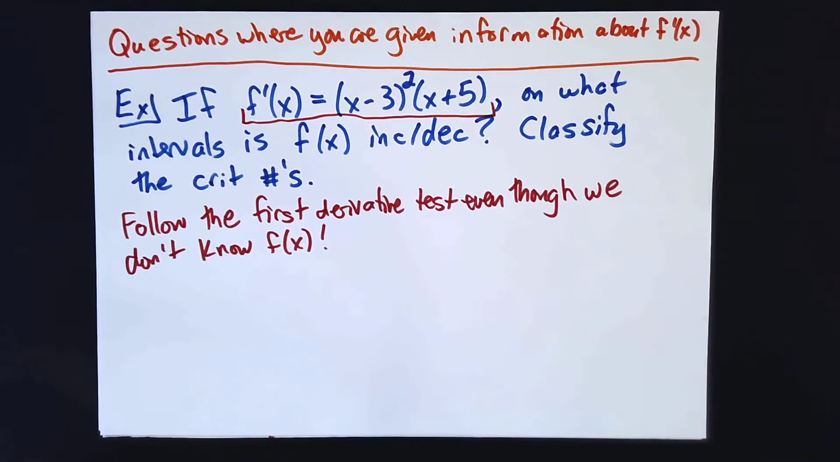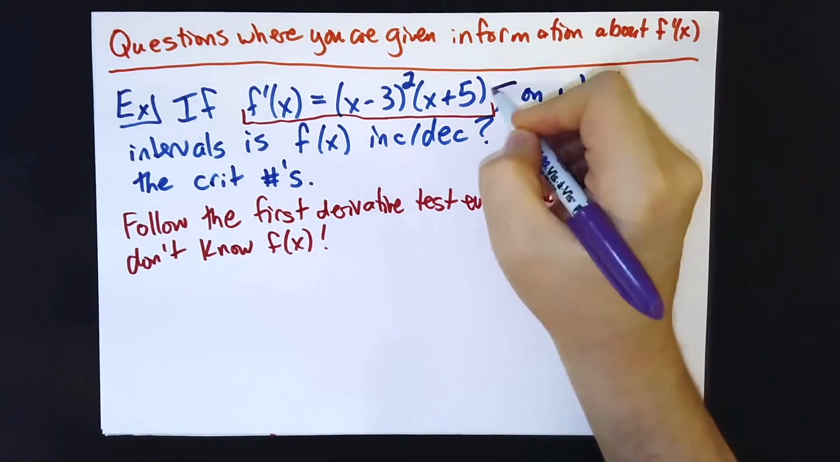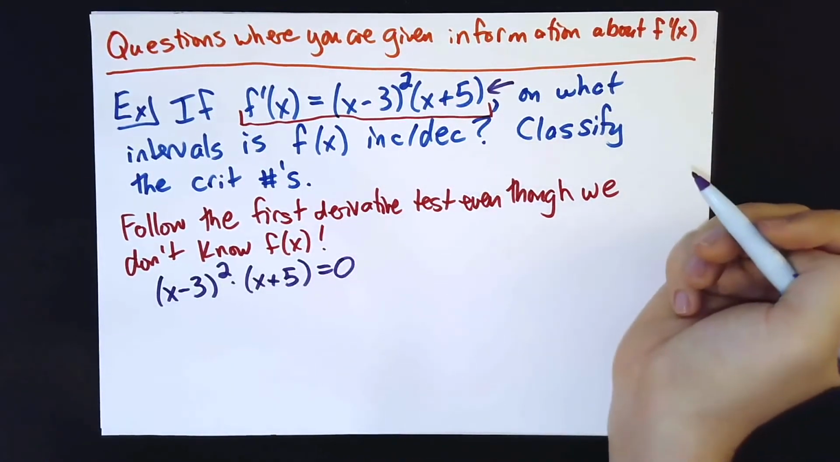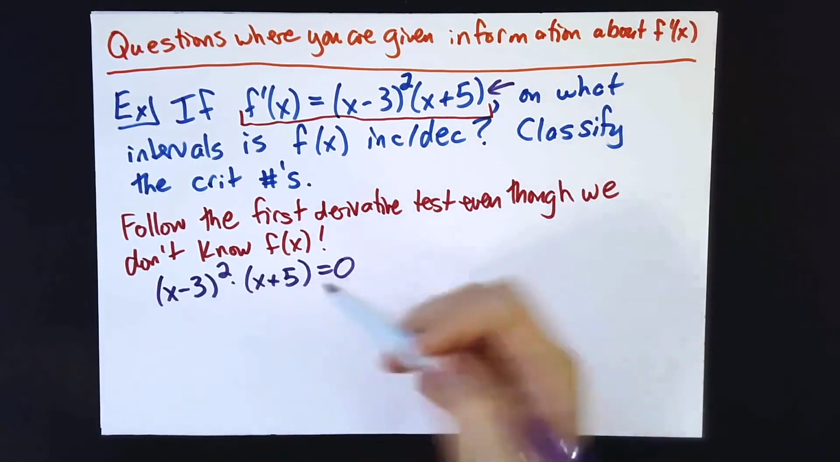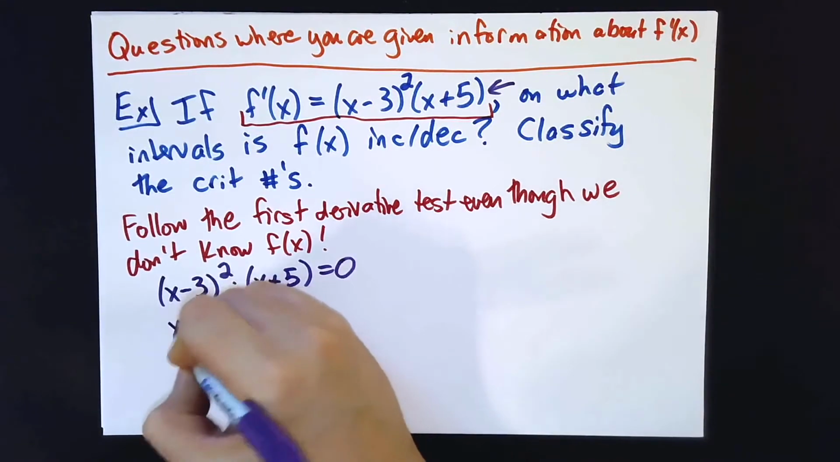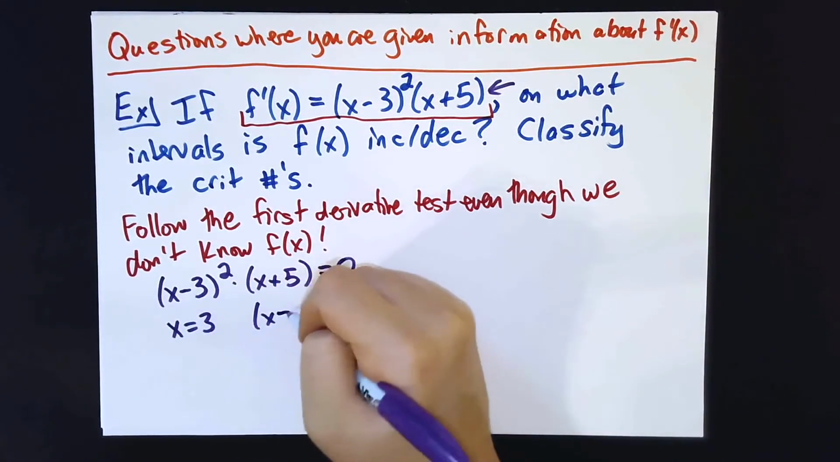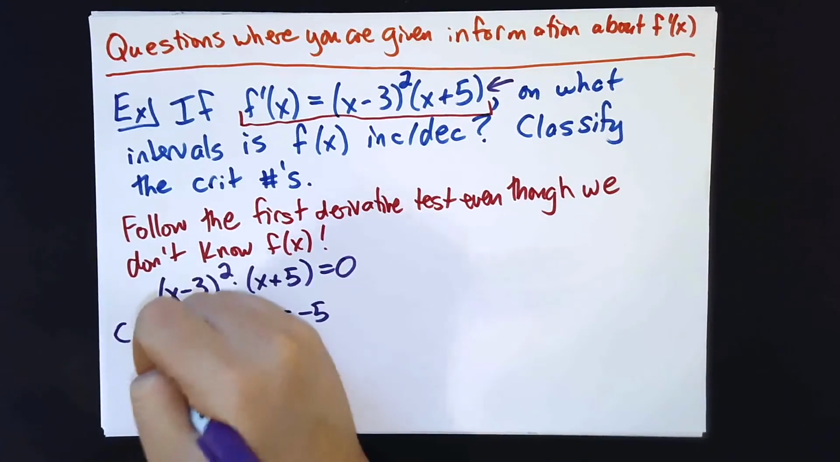So then what would I do after I had the derivative of f? Well, after I had the derivative of f, I would proceed to find the critical numbers, which I would do by setting the derivative equal to 0. This is the derivative, so I'm going to set that equal to 0. Now, they were nice and they gave it to me already factored. So, in fact, my critical numbers are x equals 3 and x equals minus 5. These are my critical numbers.